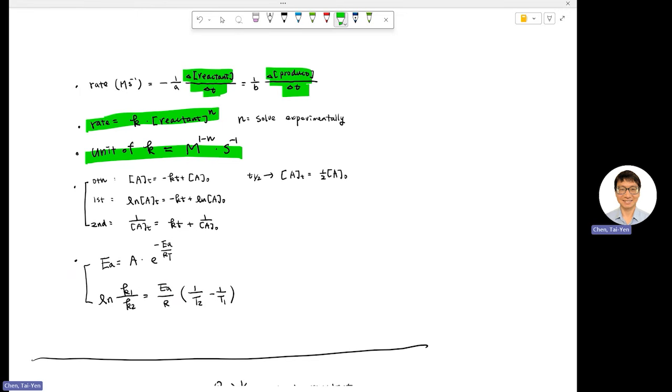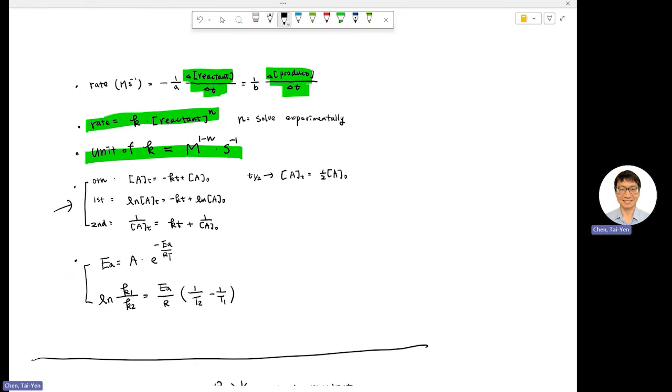So on the board, write out the general equation. The unit of K can be calculated as molarity to the power of 1 minus n, where n is the reaction order, times seconds to the negative 1 power. So that's for the differential rate law.